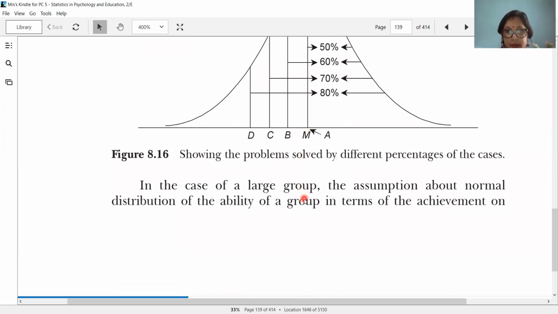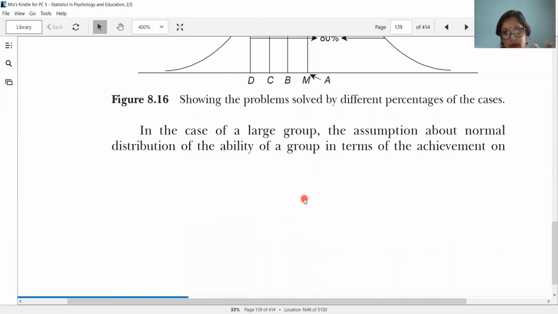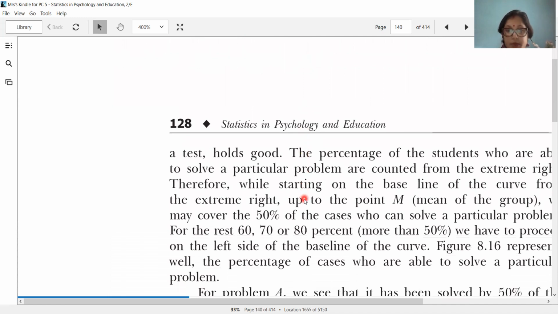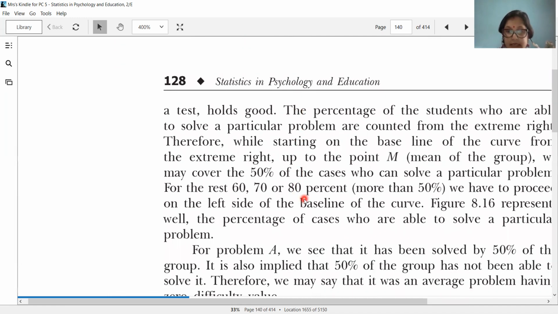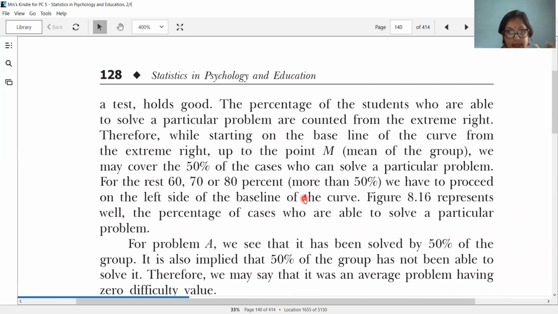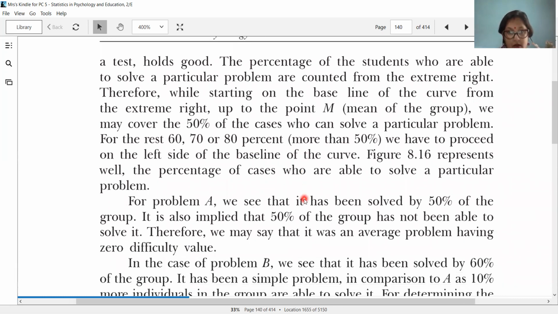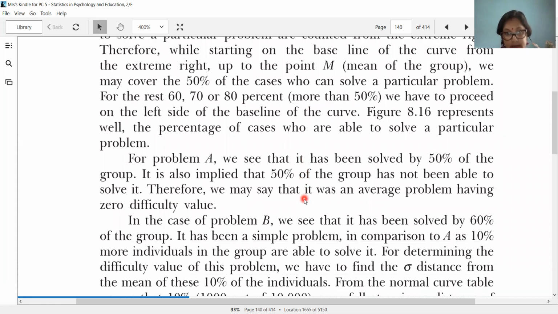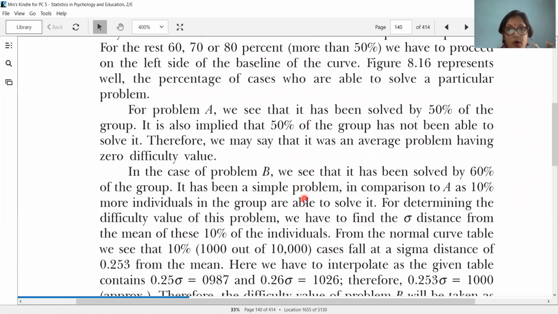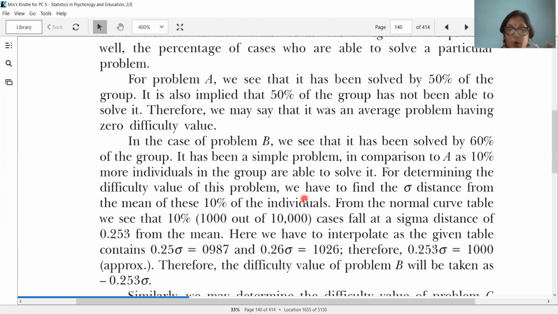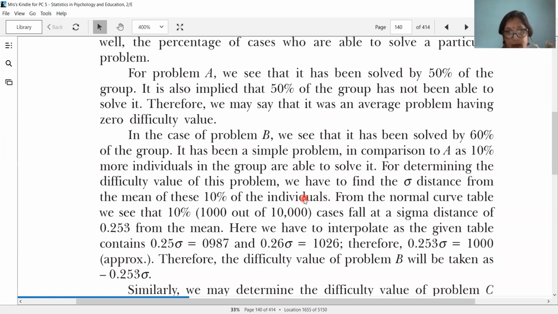Now it is very simple to understand, because you see here that we need to find out the difficulty value as well as the relative difficulty value for problems A and B and C and D. So our first work is to find out the difficulty value for each of the problems. Please look here.